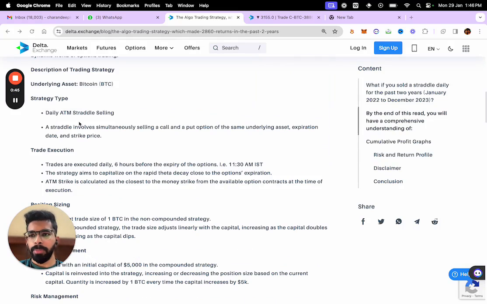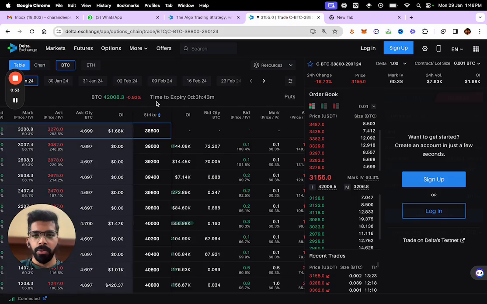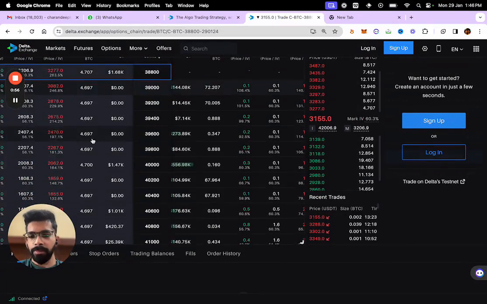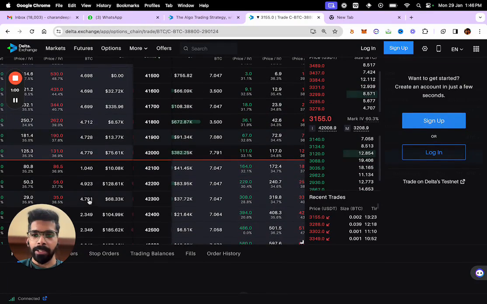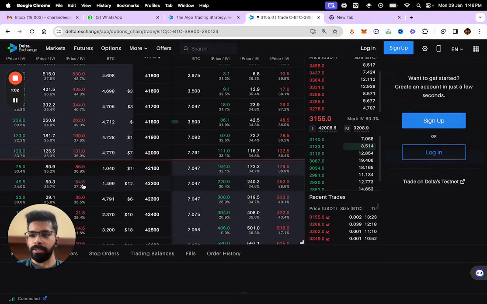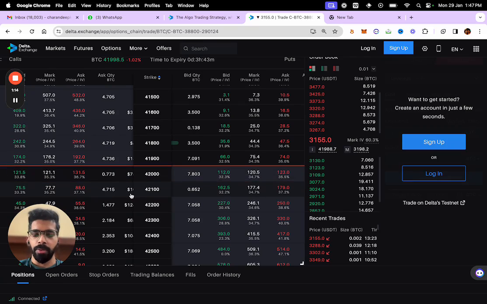Now, a lot of you may have heard about the 920 straddle selling strategy in Nifty and Bank Nifty in the stock market. This strategy is also something similar. 6 hours before expiry, you have to sell the at the money call and put option, which is the straddle. In Nifty and Bank Nifty, the expiry happens at 3:30 p.m. and traders sell the at the money straddle at 9:20 a.m. So this gives us around 6 hours for expiry.